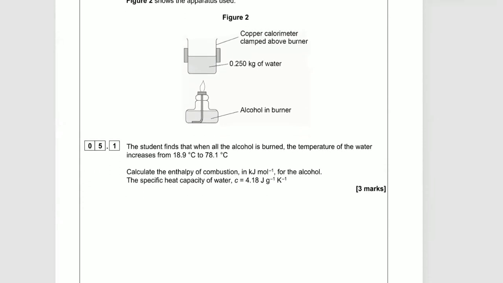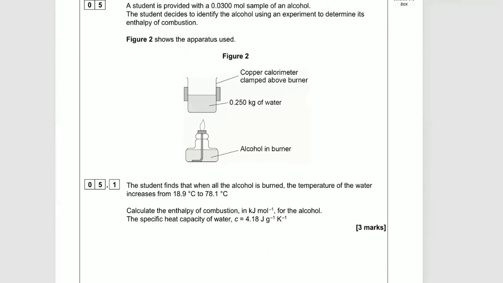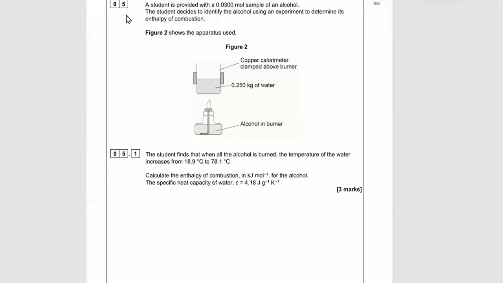This one's on calorimetry and bond enthalpies. So let's go to 5 or 5.1. A student is provided with 0.03 mole of a sample of an alcohol. The student decides to identify the alcohol using an experiment to determine the enthalpy of combustion. Figure 2 shows the apparatus used.